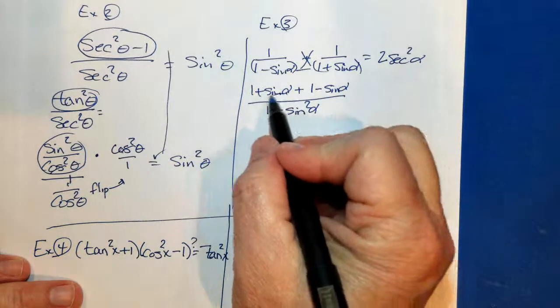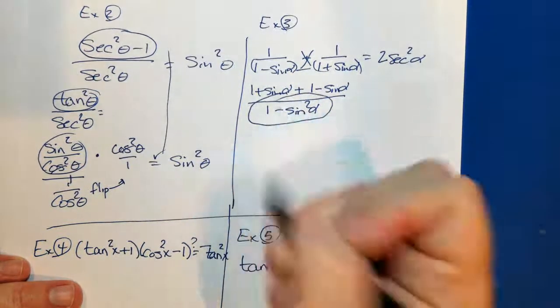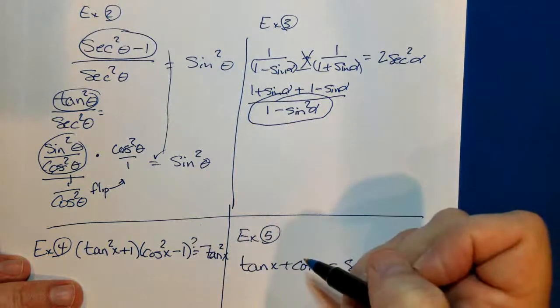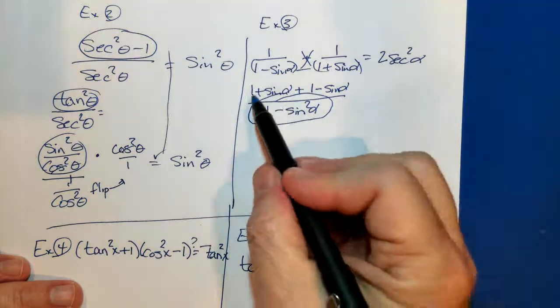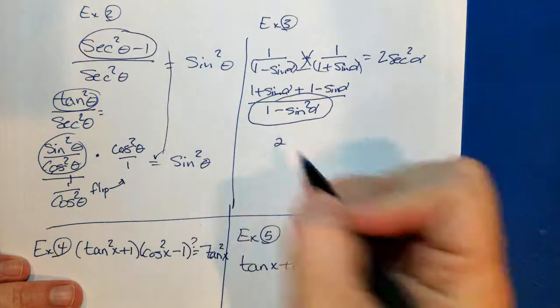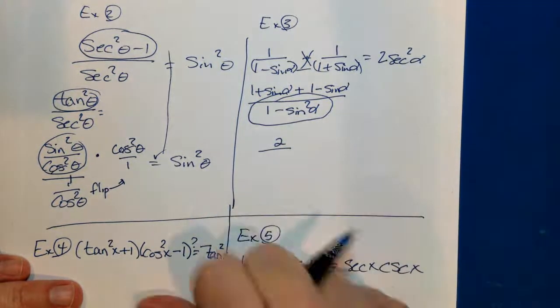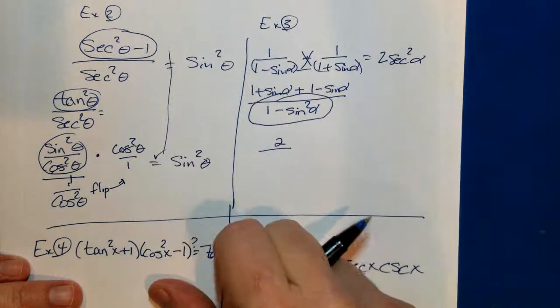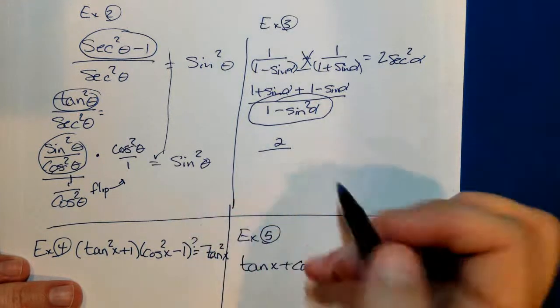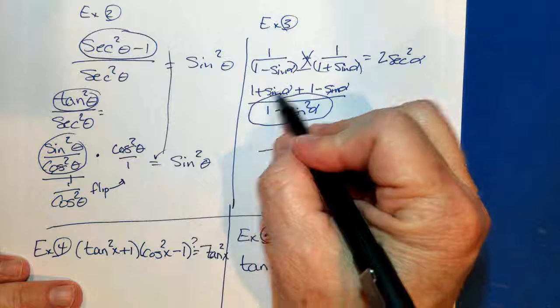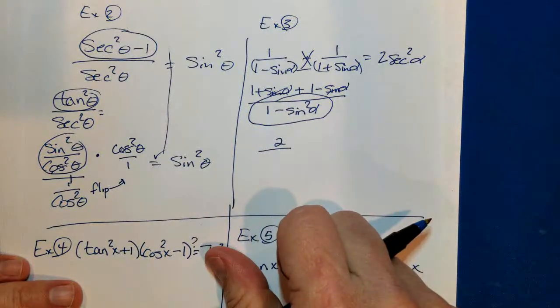Do you recognize this? Do you recognize that? Let's clean up the numerator. 1 plus 1 is 2. Wow. You know, there's a lot of gold in this video, but I don't think I can top that. 1 plus 1 is indeed 2. Negative sine alpha and sine alpha, they cancel out.